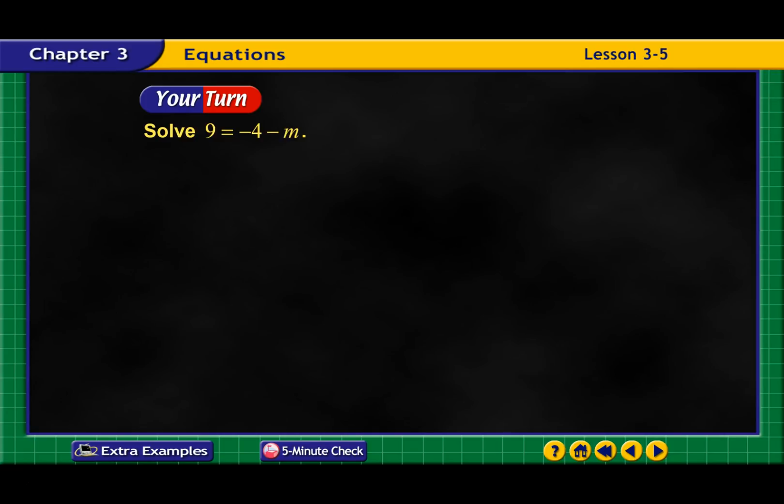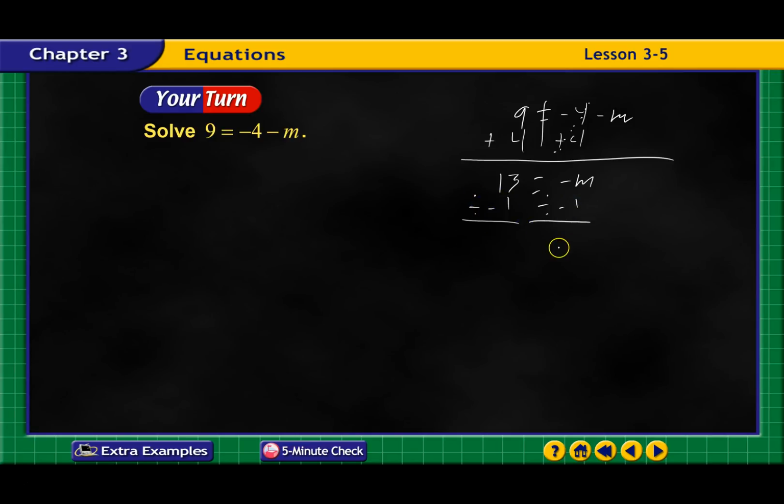All right, pause this, give it a shot. All right, so we're going to rewrite it first. 9 equals negative 4 minus m. So I'm going to add 4 on both sides. These cancel. 4 plus 9 is 13 equals negative m. Not done yet, but I'm going to divide by negative 1. Divide by negative 1. So this is going to go to negative 13 equals m.